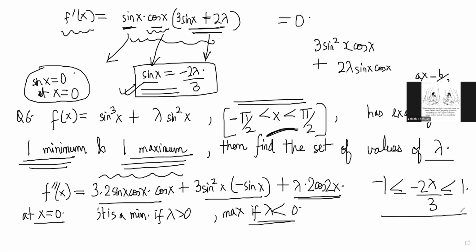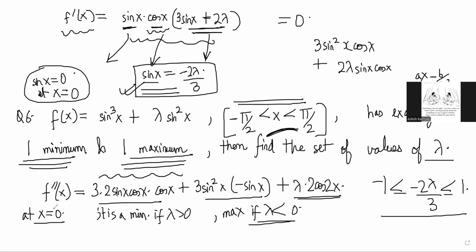Right? Do you understand what I'm saying? Yes sir. So from there you will get 3 by 2 and minus 3 by 2 and so on. But you have to check whether the function is having one maxima or one minima. Correct? Yes.